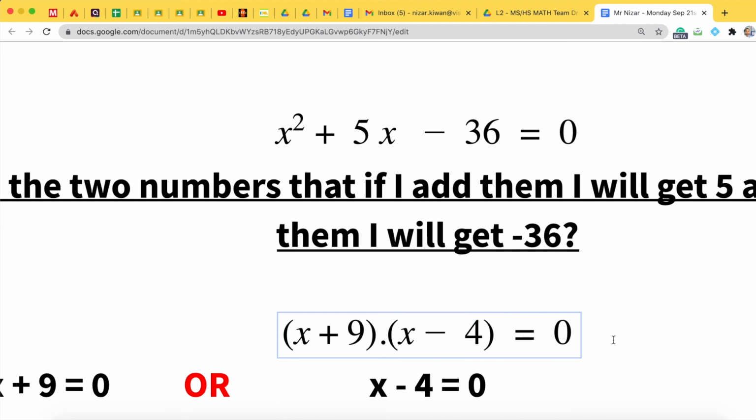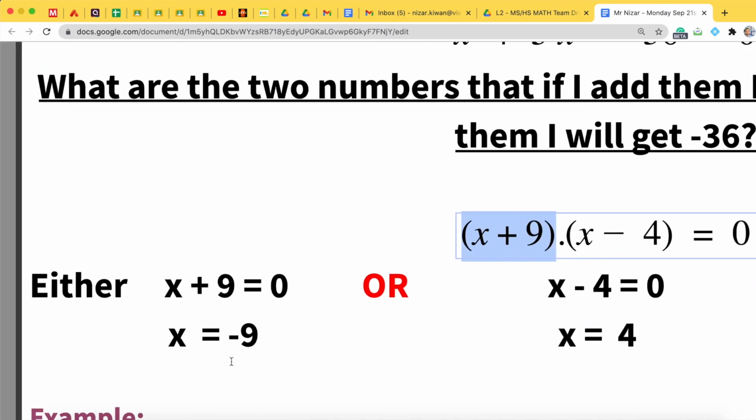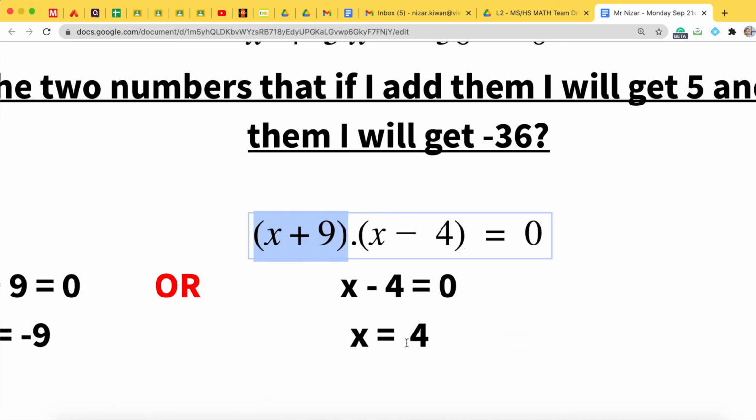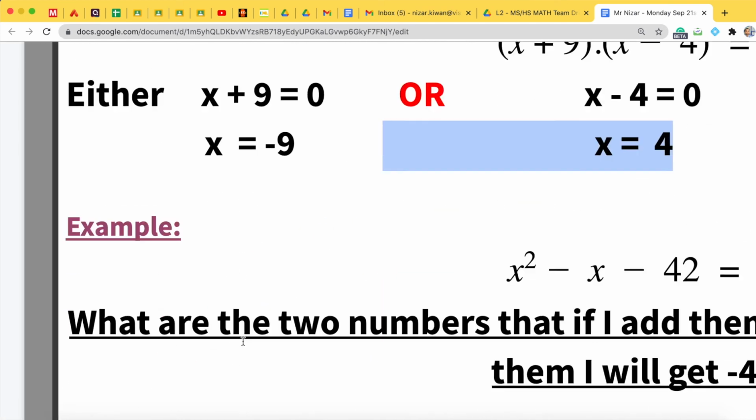The answer is 0. One of them must be 0, because the answer is 0. Let me discuss it. Either x plus 9 equals 0, so x equals negative 9, or x minus 4 is 0, so x equals 4. So these are the two solutions.